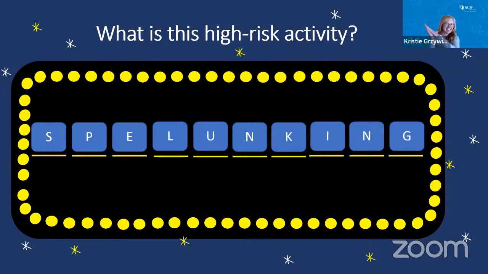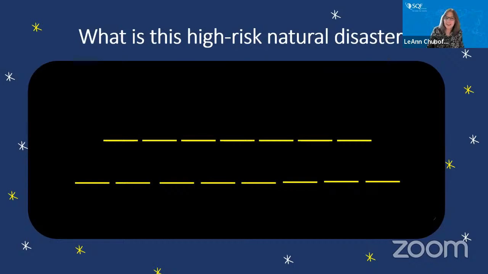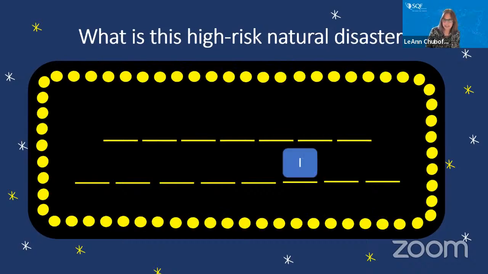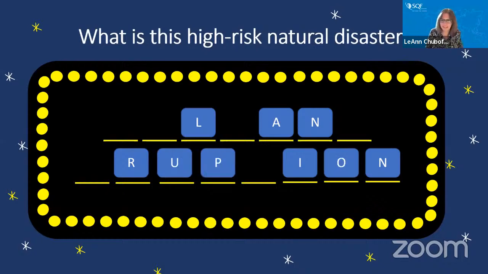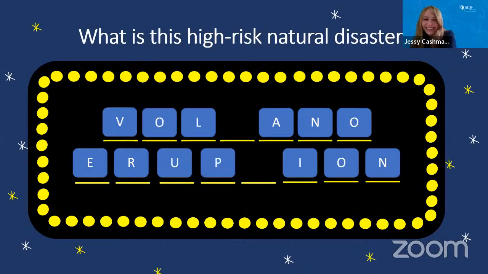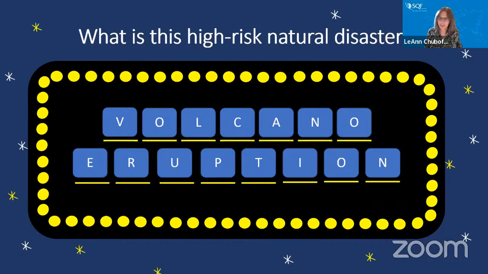Blue team. Okay. Last one, y'all. What is this high risk natural disaster? You ready? You got it already? Yep, already. Son of a sea biscuit. You guys are good. Volcano eruption. Wow. That was our last one.